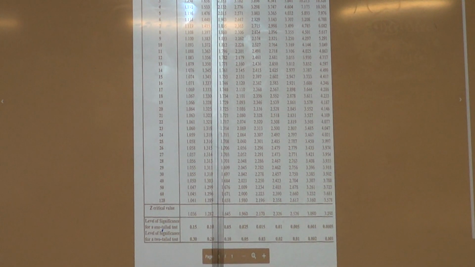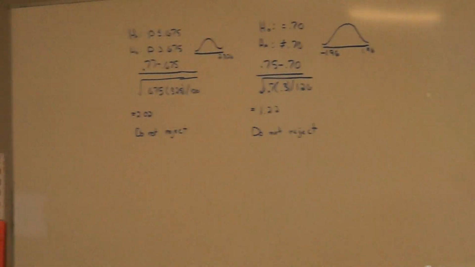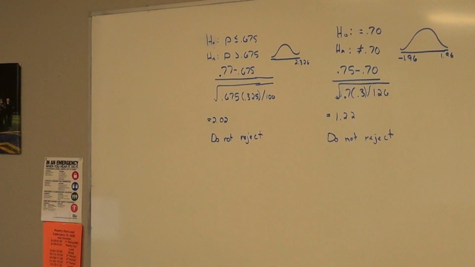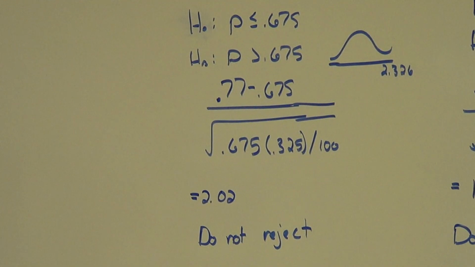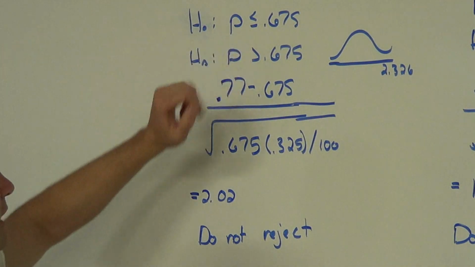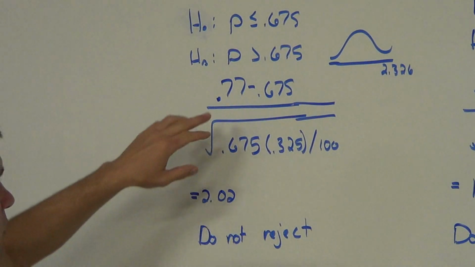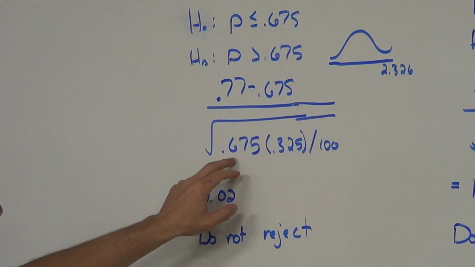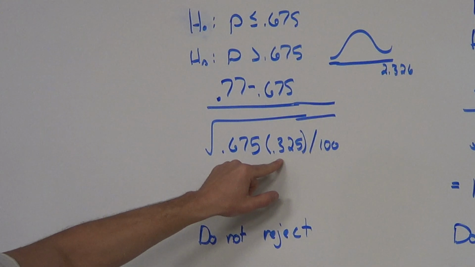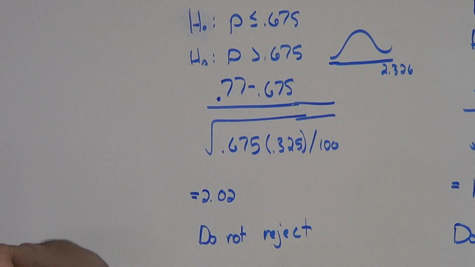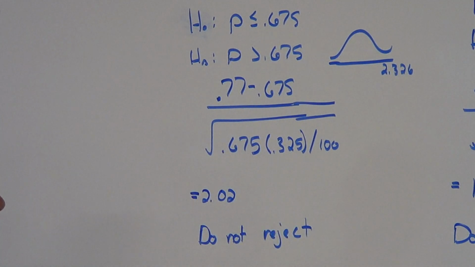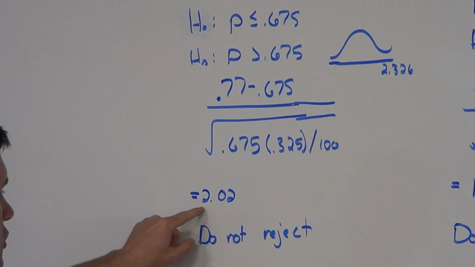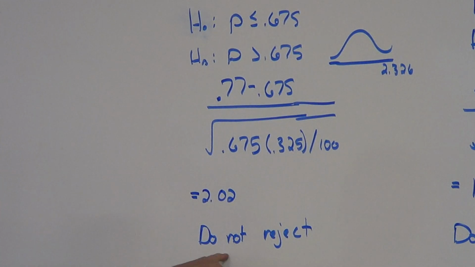Here is the work for the first one that I went through, and I'll zoom it in a little bit. We would go ahead and set it up. It increases, so we assume the opposite, say it's less than that. We subtract it. This is 0.675, and this is 1 minus 0.675, which is 0.325. These two should add to 1, or 100%. Then divide by that, making sure it's all underneath the square root. You should get 2.02. You do not reject.